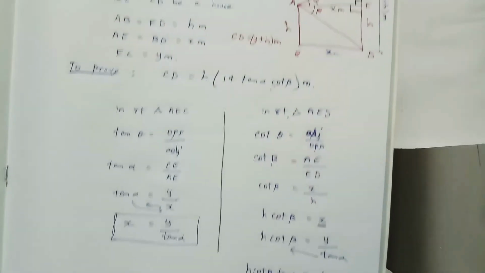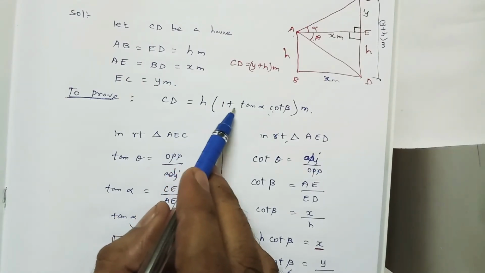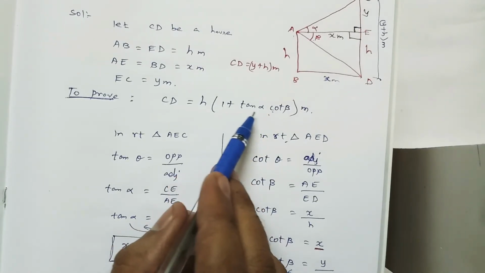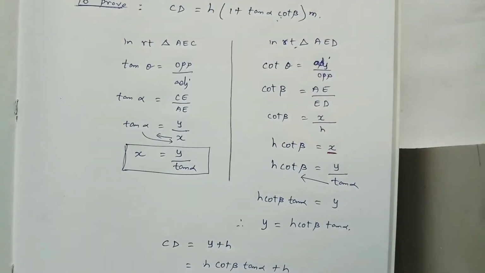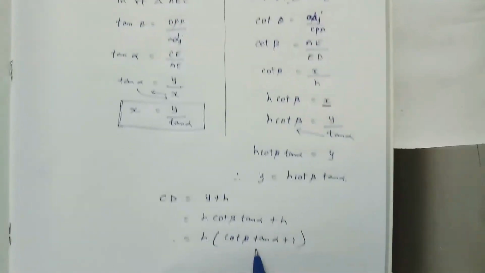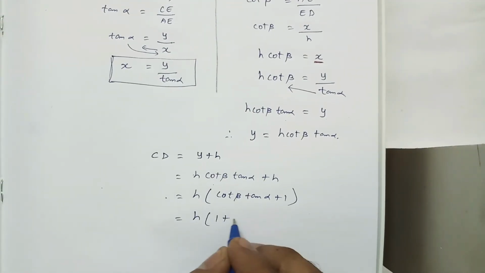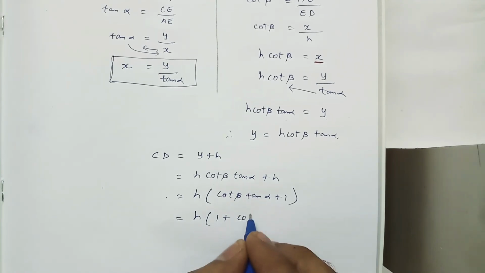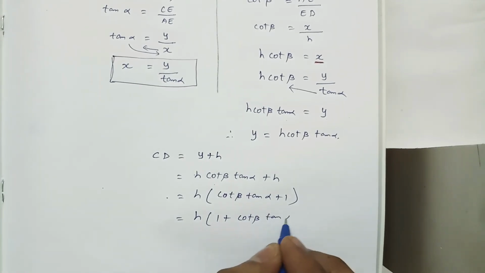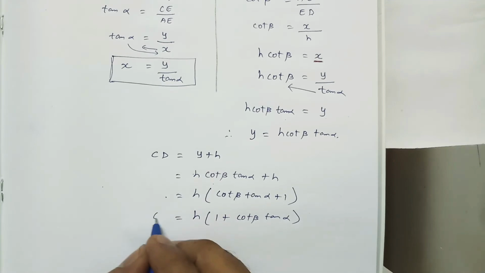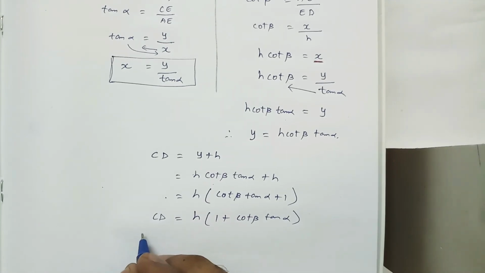So what we want to prove is H into 1 plus tan alpha cot beta. Cot beta tan alpha plus 1 is the same thing, both are the same. I'm just writing it as H into 1 plus tan alpha cot beta. CD is equal to, what is CD? That is nothing but the height of the house. Hence it is proved.